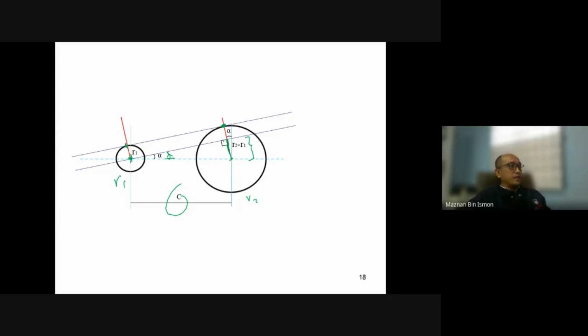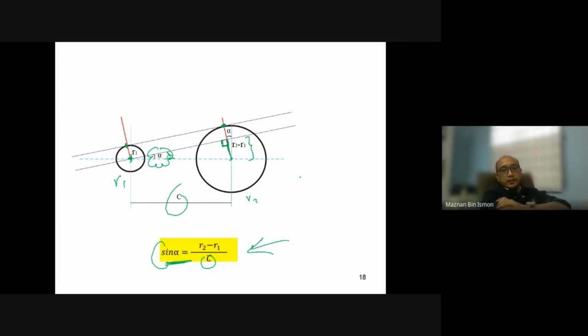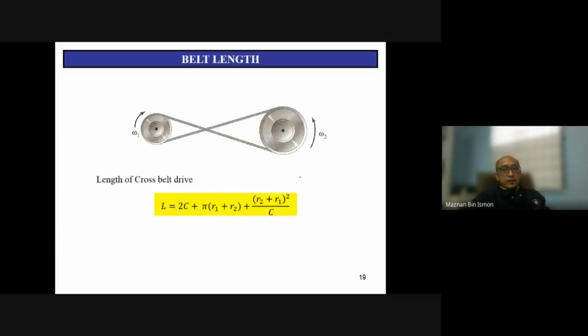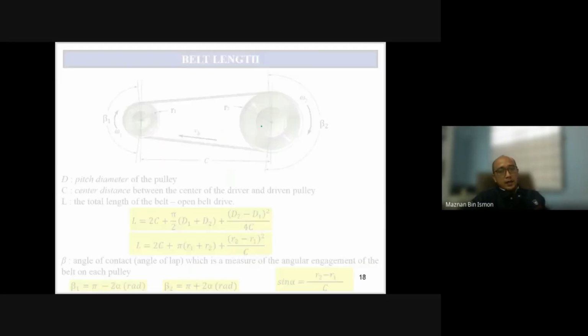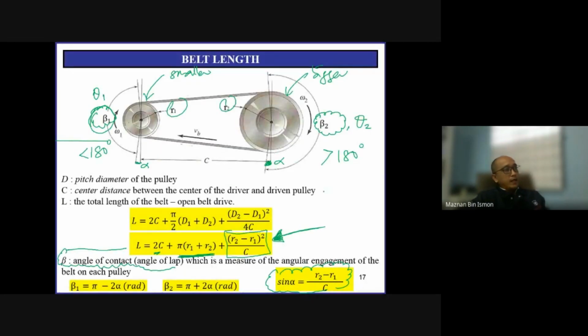And since this is a 90 degree angle, you will have sin alpha equal to R2 minus R1 over C. Okay? So this is where we get the angle to explain where alpha is from. Right. Just now we called it, okay, this is open belt.